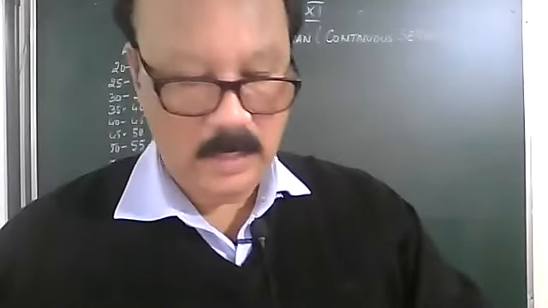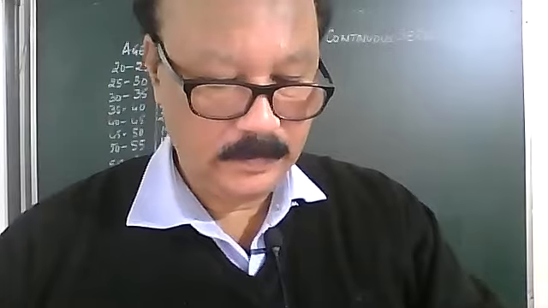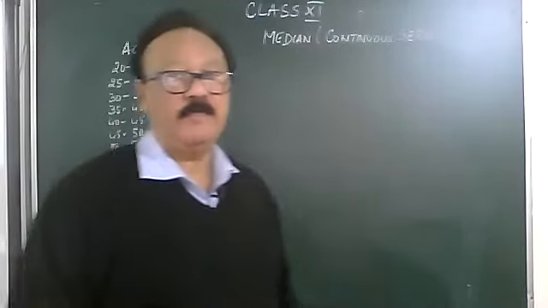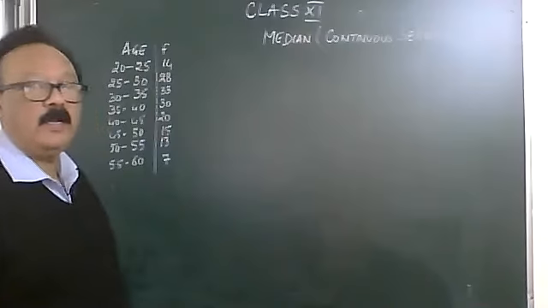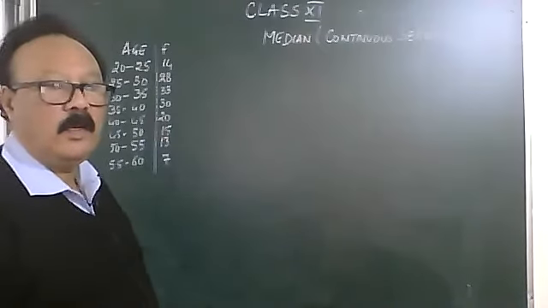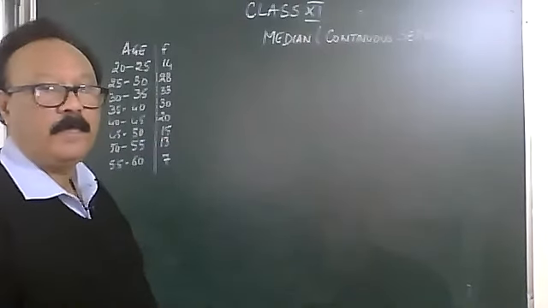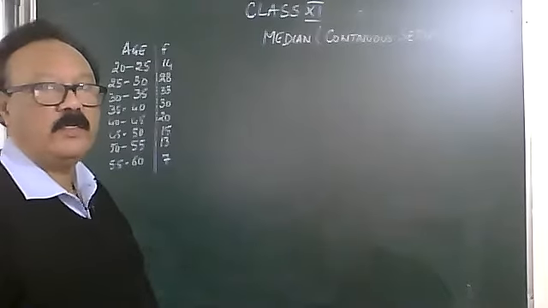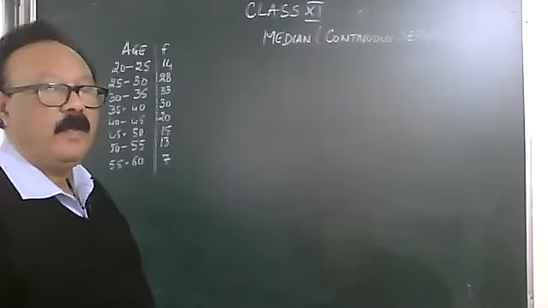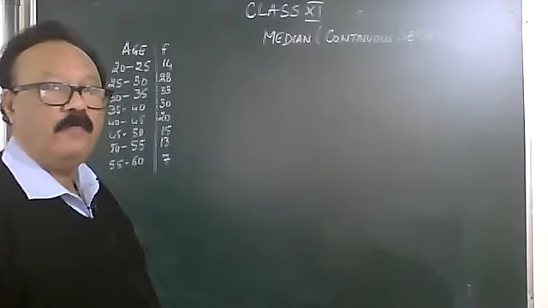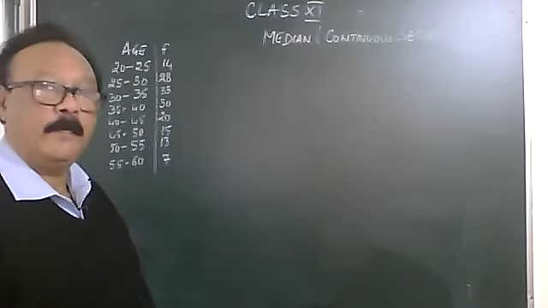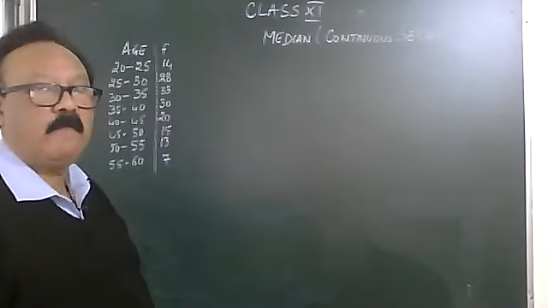We'll begin the class with median in continuous series. Now there's a question on the board which I have written. Calculate the median from the following data. Age is given 20 to 25, 25 to 30, 30 to 35, and so on, right up to 55 to 60. At the side, frequencies are given. The frequencies are given for the class as well as the age.